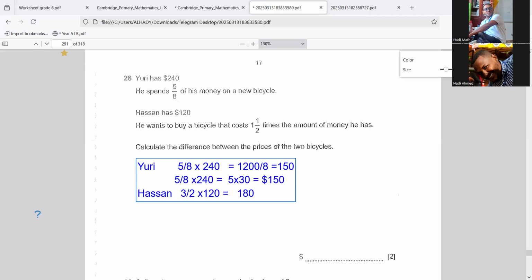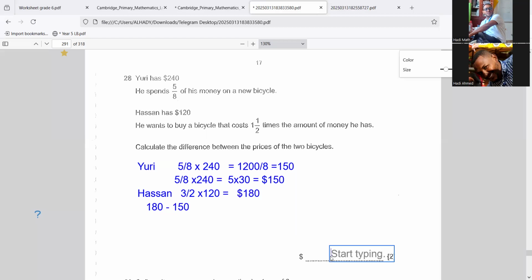This is going to be the cost of the bicycle. Then they ask you to find the difference between them. Remember all the time and forever, whenever they ask you to find a difference between any two things, you just say the greatest one, which is $180, minus the smallest one, which is $150. And this is going to end with $30. The difference is only $30.